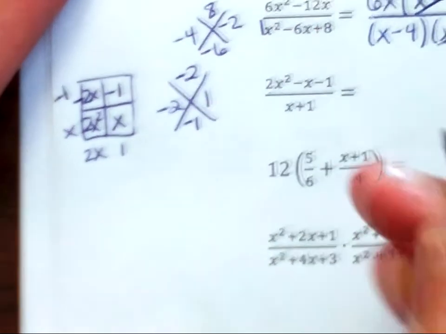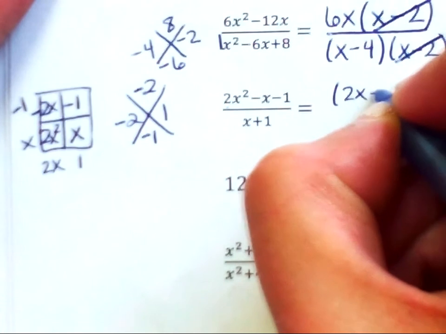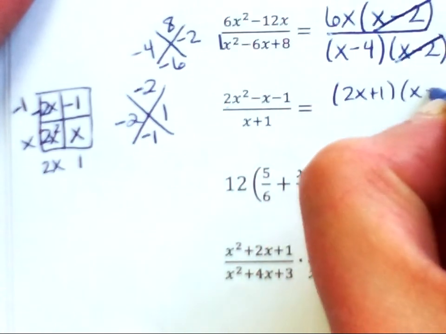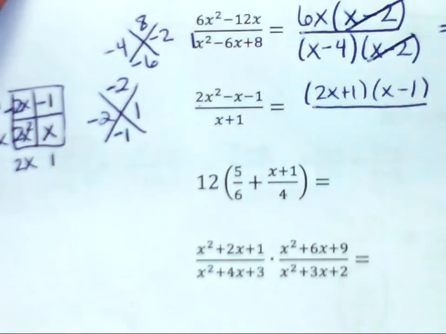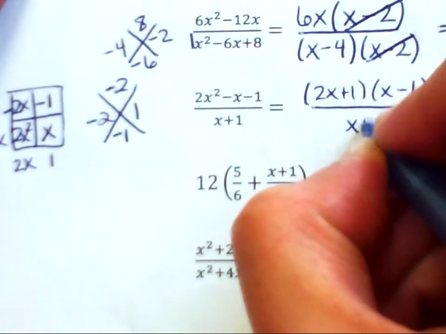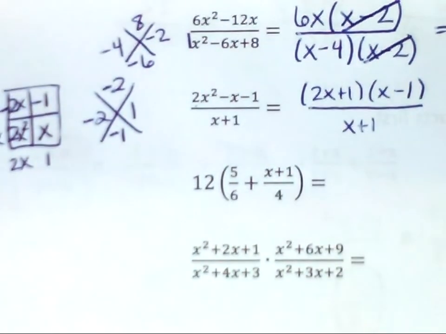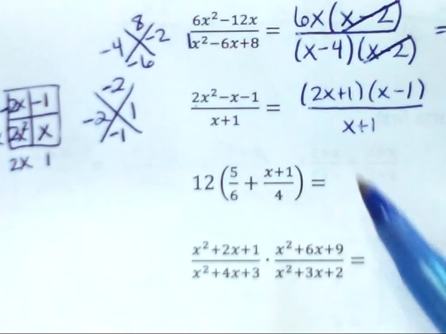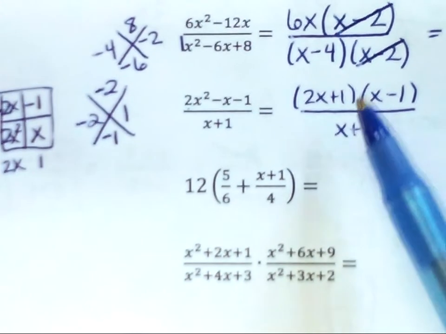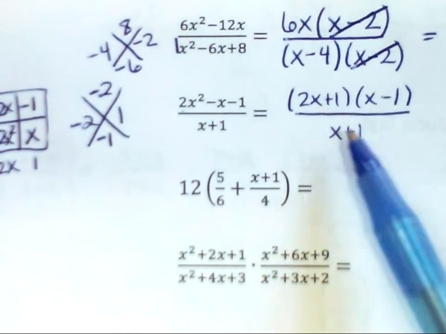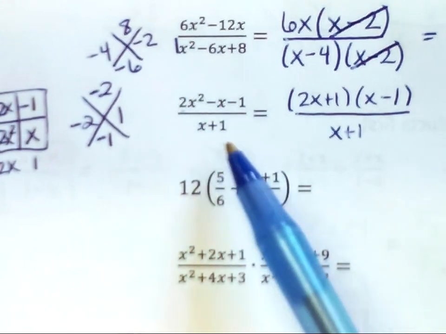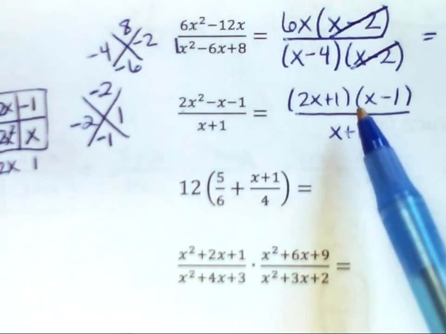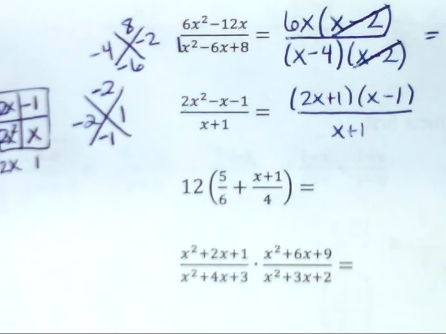So the factors are 2x plus 1 and x minus 1 for the top here, and the bottom factor is x plus 1. And you cannot cross anything out. So you can just leave that the way it is, or you could say that the original answer is also the answer. So we factored it, but it didn't really help us cancel out anything. But at least now we know that it cannot be simplified.